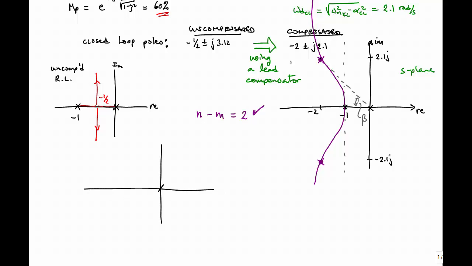So let's say we have a pole at 0 and a pole at -1. Now if I add a compensator, and the compensator is simply a 0. Let me add the 0 right here first.